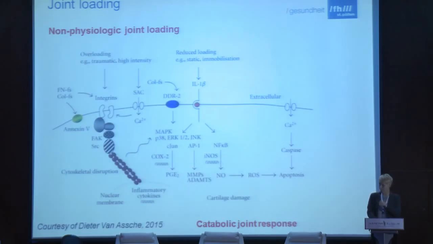However, what will happen if we have a non-physiologic joint loading? We have a high number of inflammatory cytokines leading to a catabolic joint response, leading to cartilage damage. What are examples of non-physiologic joint loading? This could be on one side reduced loading, so immobilization and rest is also not an option for patients with cartilage lesions. And on the other side, it's overloading, for example, traumatic overloading or high intensity loading.